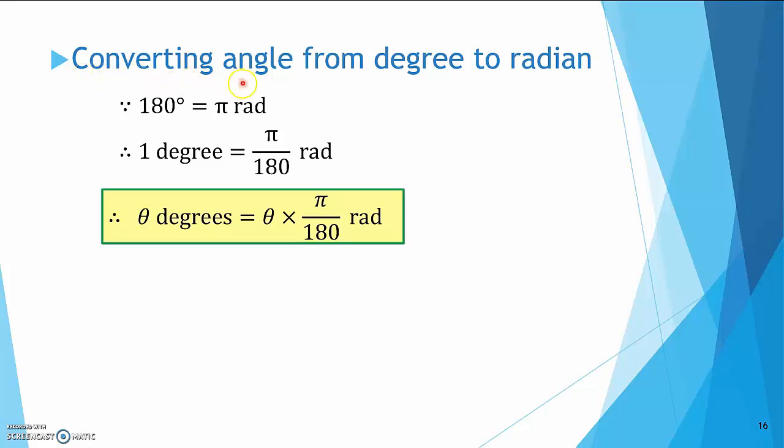Now you learn to convert an angle in units of degrees to units of radians. Since 180 degrees is equal to π radians, divide this whole equation by 180, and use this equation. Since 1 degree is equal to this, θ degrees is equal to θ times π divided by 180 radians.